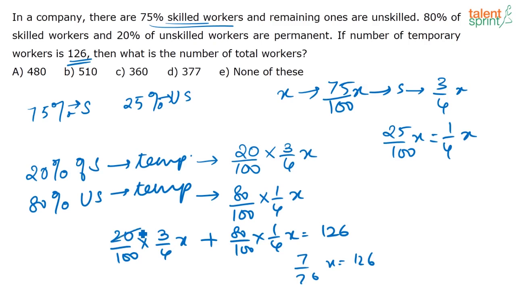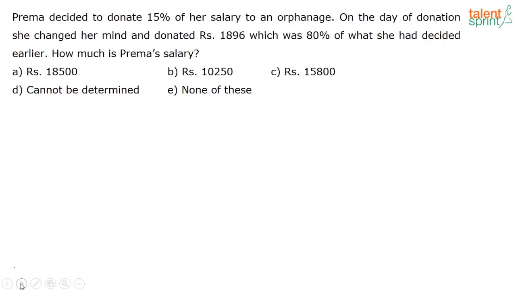See, 20 by 100, actually, at this stage itself we can write it as 1 by 5, and 80 by 100 as 4 by 5. That will help us calculate faster. So when you solve it, you get 7 by 20 x is equal to 126, or x is equal to 360. Answer is option C. All of you got the answer correctly. Let's move on to the next one.